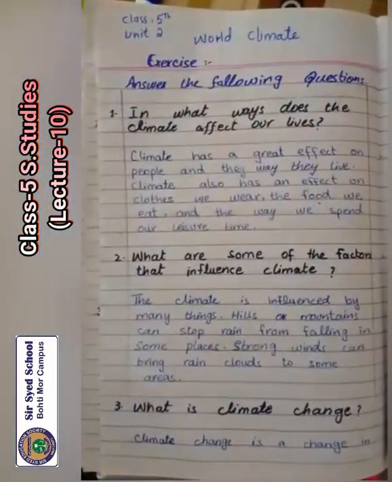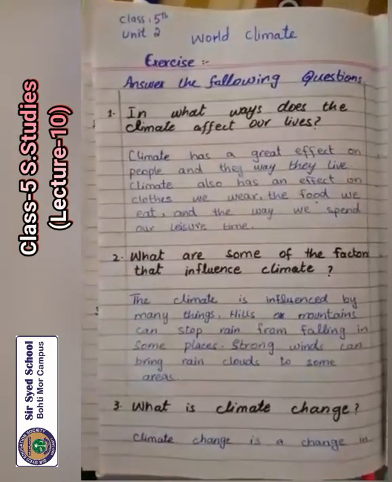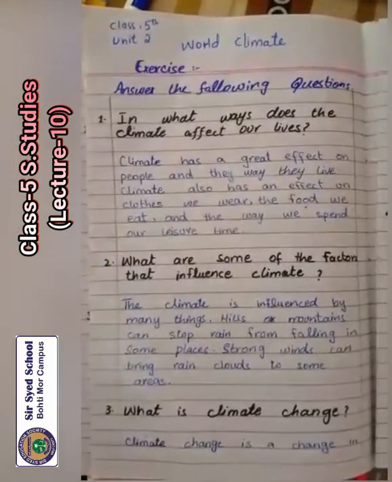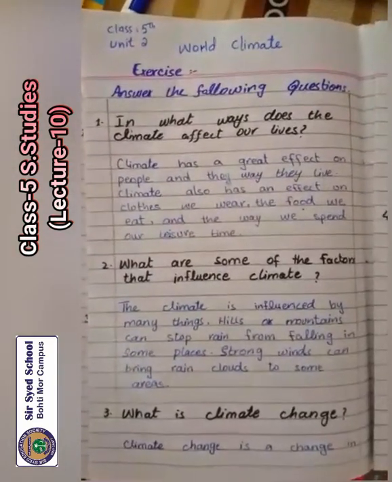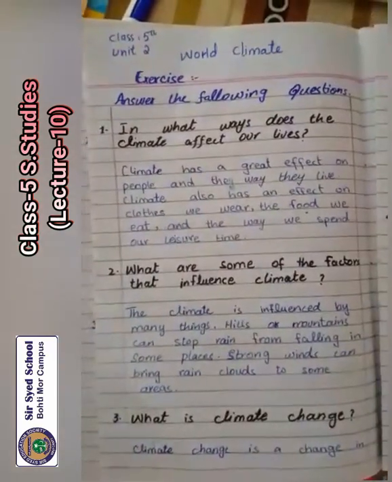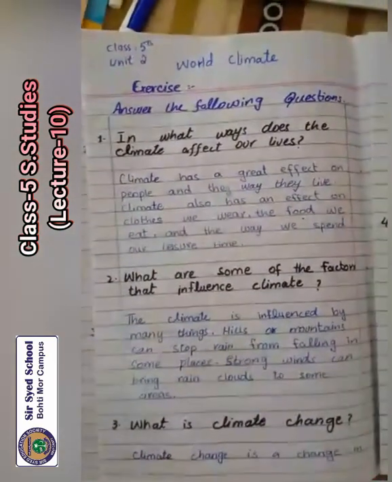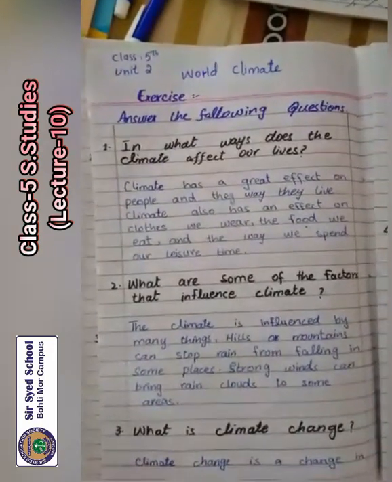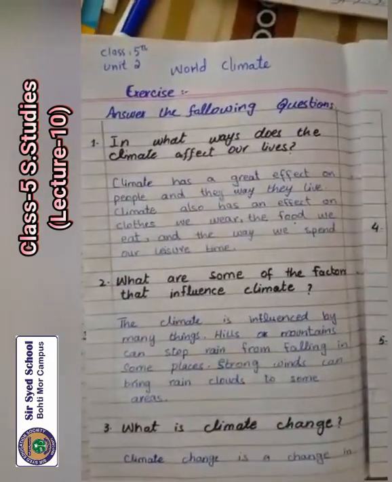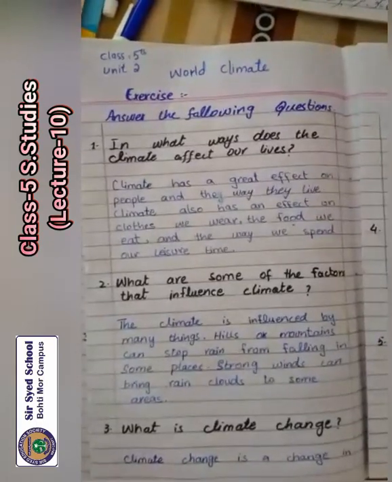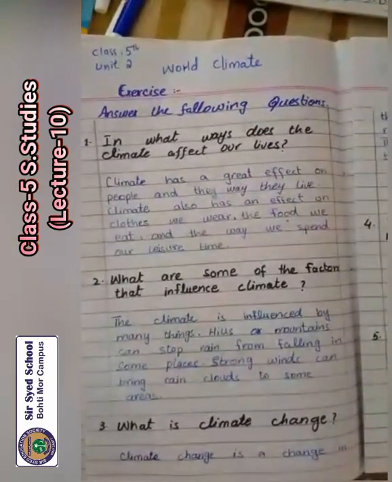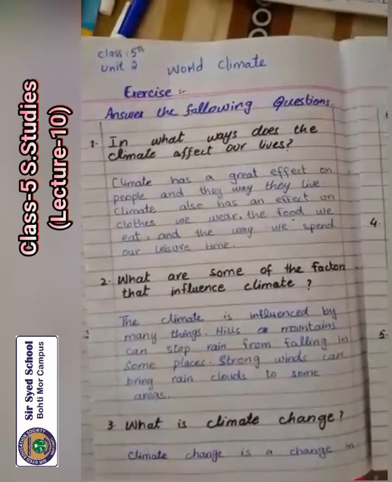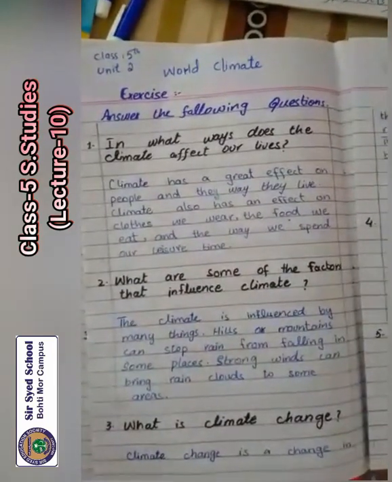Next is unit number 2, World Climate. Exercise questions. In what ways does the climate affect our lives? Question number 1. Climate has a great effect on people and the way they live. Climate also has an effect on the clothes we wear, the food we eat, and the way we spend our leisure time.